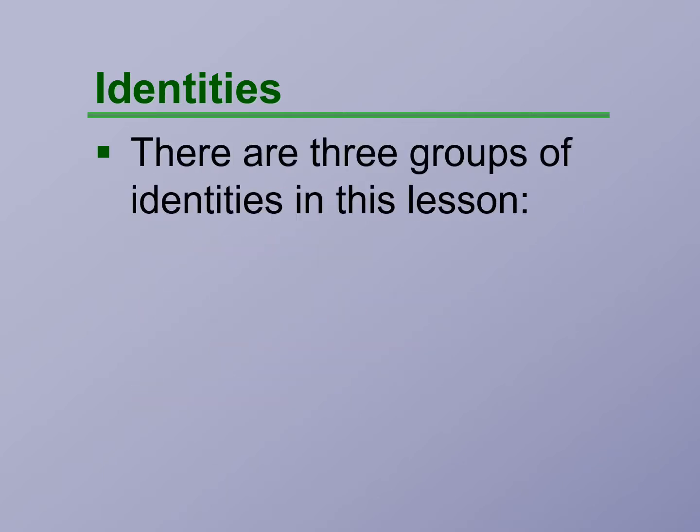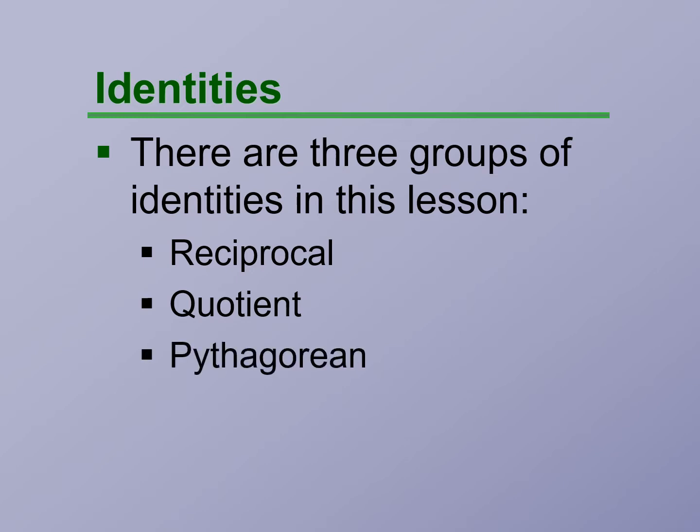There are three types of identities that we're going to be using. There's the reciprocal, which when we talk about reciprocals with fractions, reciprocal is like the flip. There are quotient identities, and remember, quotient is like division or fractions. And then there's Pythagorean identities, and Pythagorean is going to look similar to the Pythagorean theorem that a squared plus b squared equals c squared.